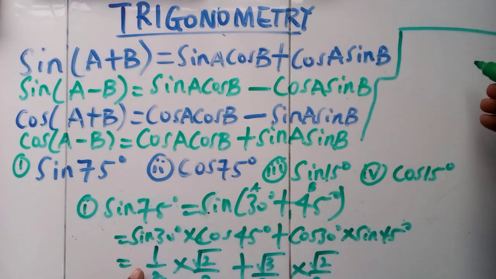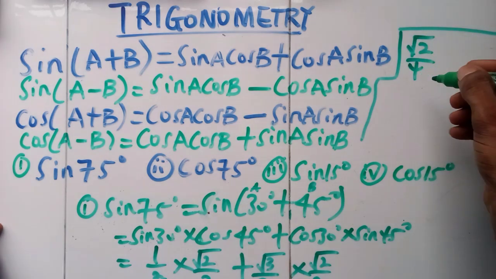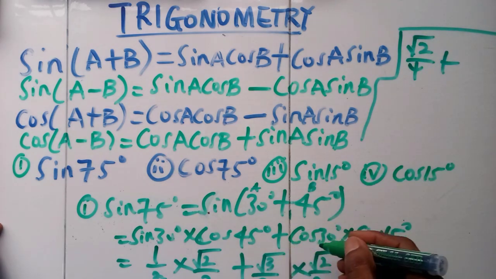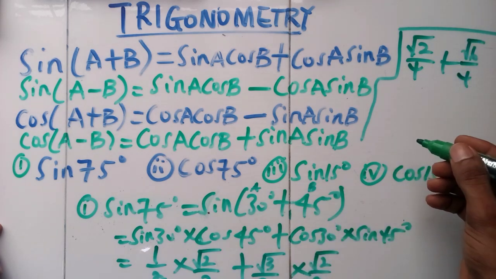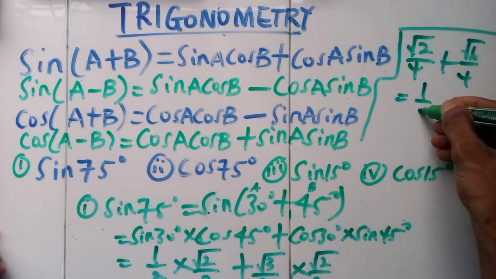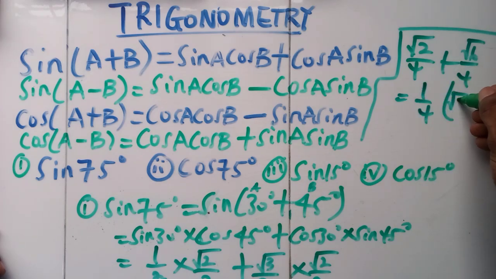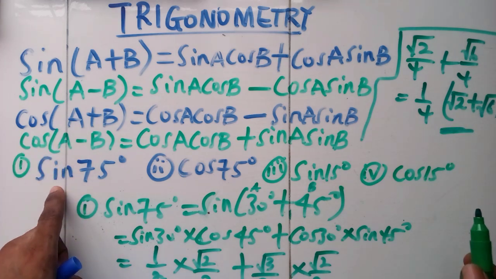That is, I will have 1 times root 2, that is root 2, divided by 2 times 2, which is 4, plus root 3 times root 2, that is root 6, divided by 4. When you look for the LCM, this is the same thing as saying 1 over 4 times (root 2 plus root 6). And this is the final answer for this expression, sine 75 degrees.